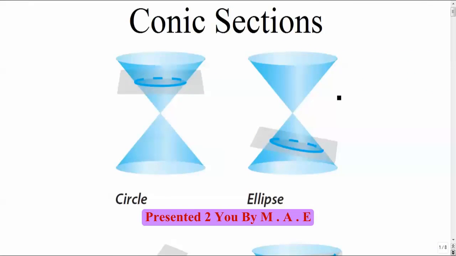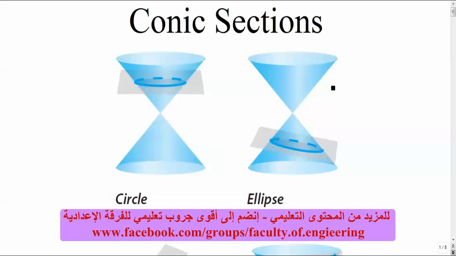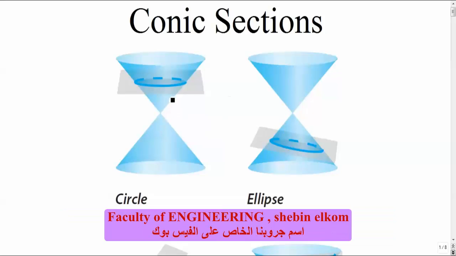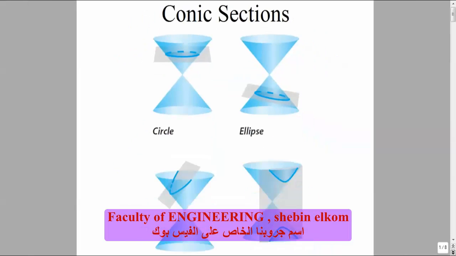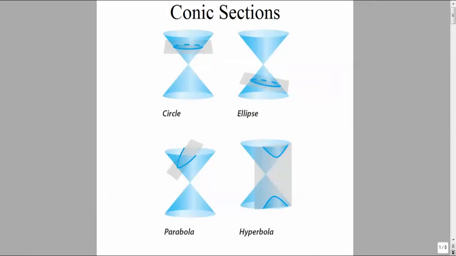Okay, here we go with some conic sections. Right now you can see the two conic sections right here, a circle and an ellipse. And then if I zoom out a little bit, you can see the other two, a parabola and a hyperbola. So this word conic, of course, means cone, and we have cones right here.